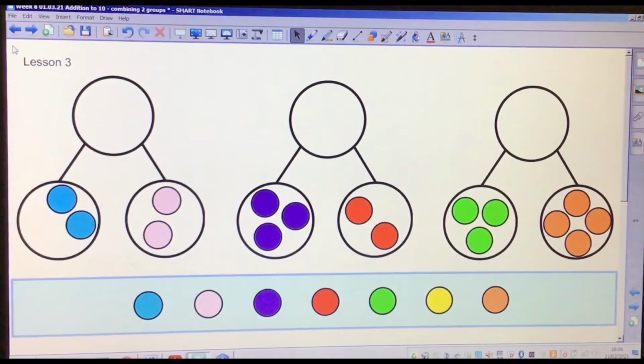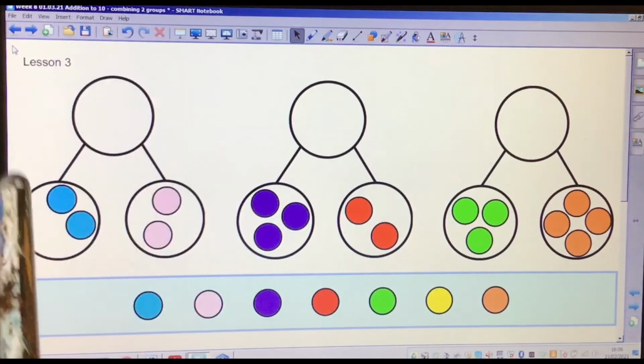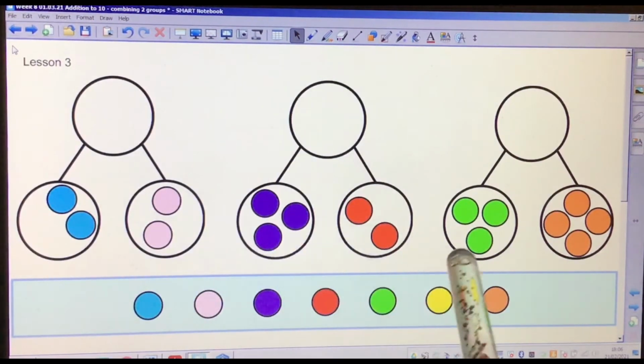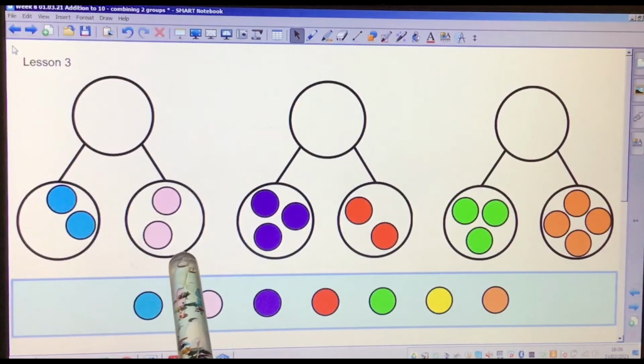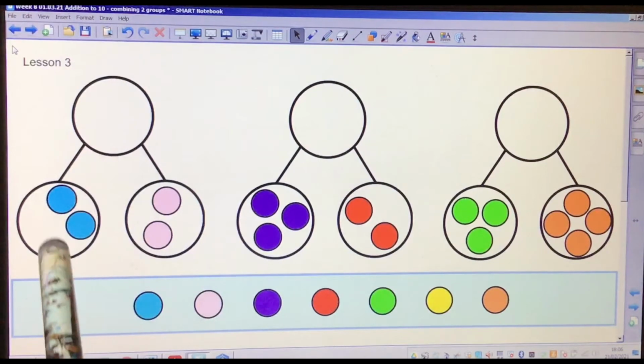In this part of the lesson, we're going to be looking at pictures, at images of the part whole diagrams. Now I've got 1, 2, 3 different part whole diagrams. And we're going to do the first one together. And our challenge is to look at the two parts. So in this part there are blue dots, and in this part there are pink dots. And we're going to combine those two groups and add them all together.